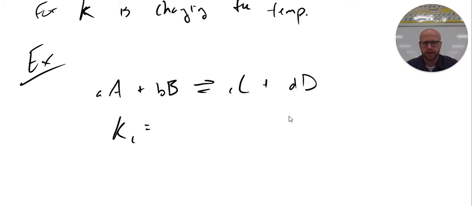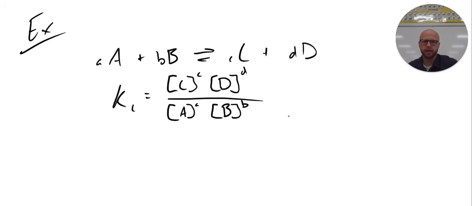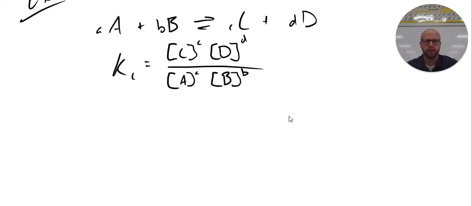Let me try that again. The concentration of C raised to the c power times the concentration of chemical D raised to the d power, the coefficient, divided by the concentration of A raised to the a times the concentration of B raised to the b. So that's how we write this. This is your general formula for equilibrium expressions, for Kc, Ks, and all that stuff.